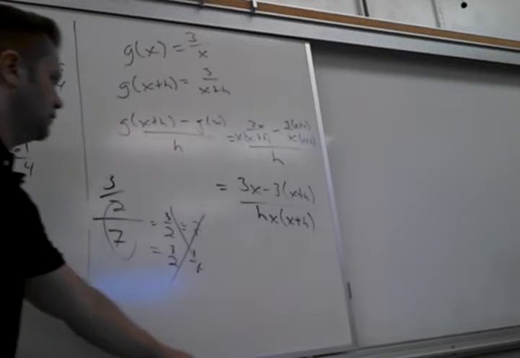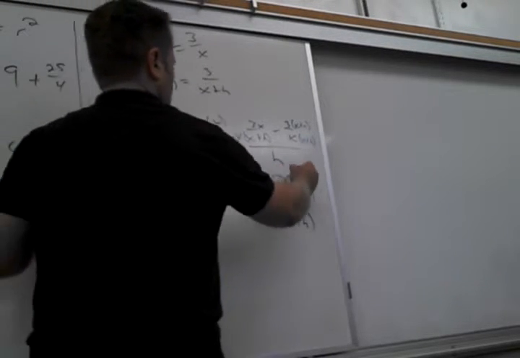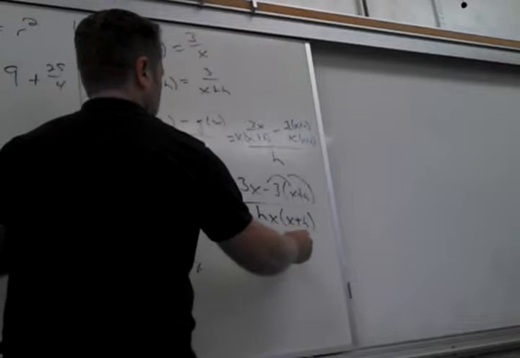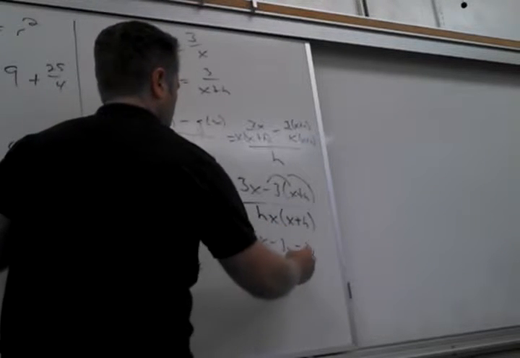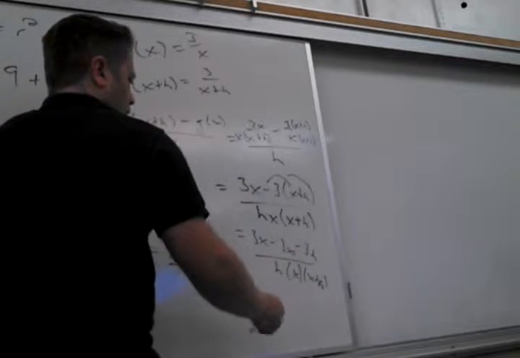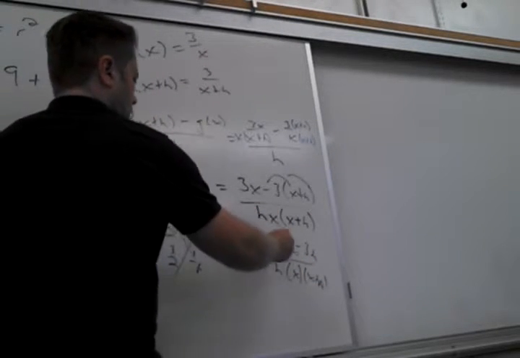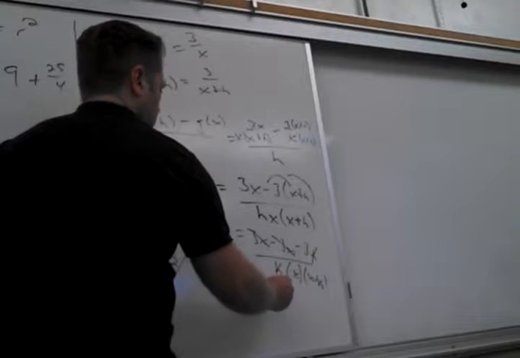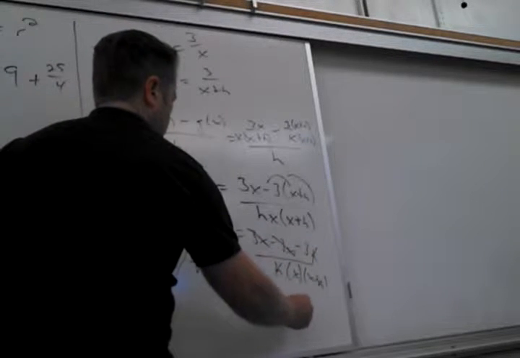And then how do I continue from there? Just a couple more steps. 3x minus 3x minus 3h, over h x squared plus h squared x. Don't worry about multiplying that out, please. So kill those, the h dies, so you get negative 3 over x times x plus h.